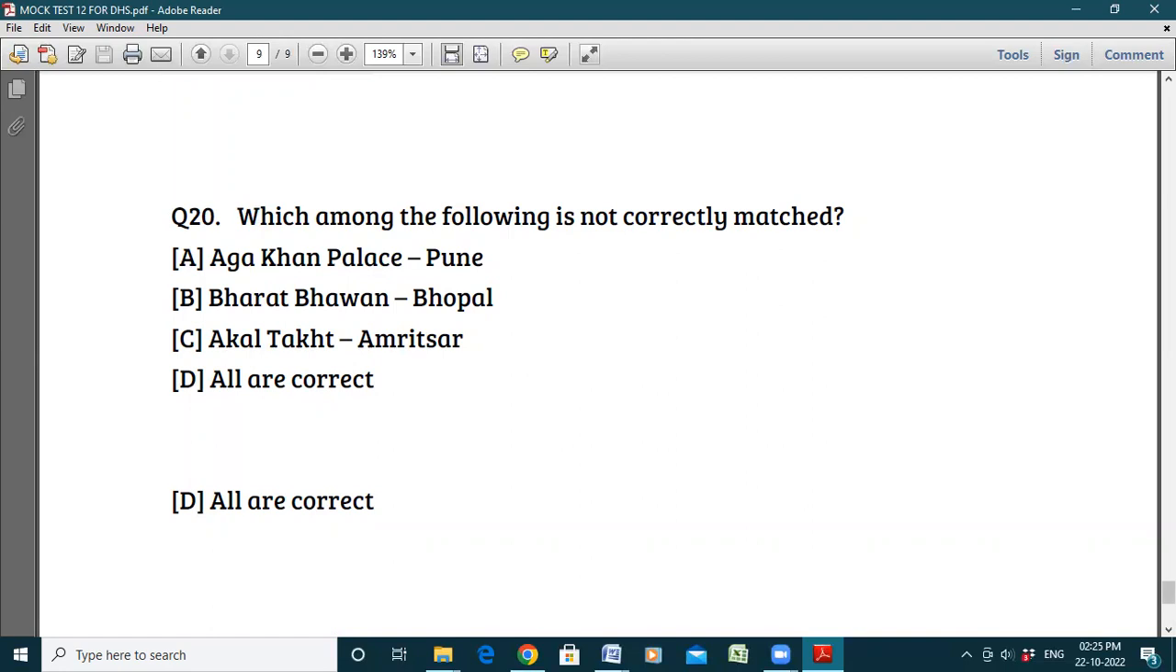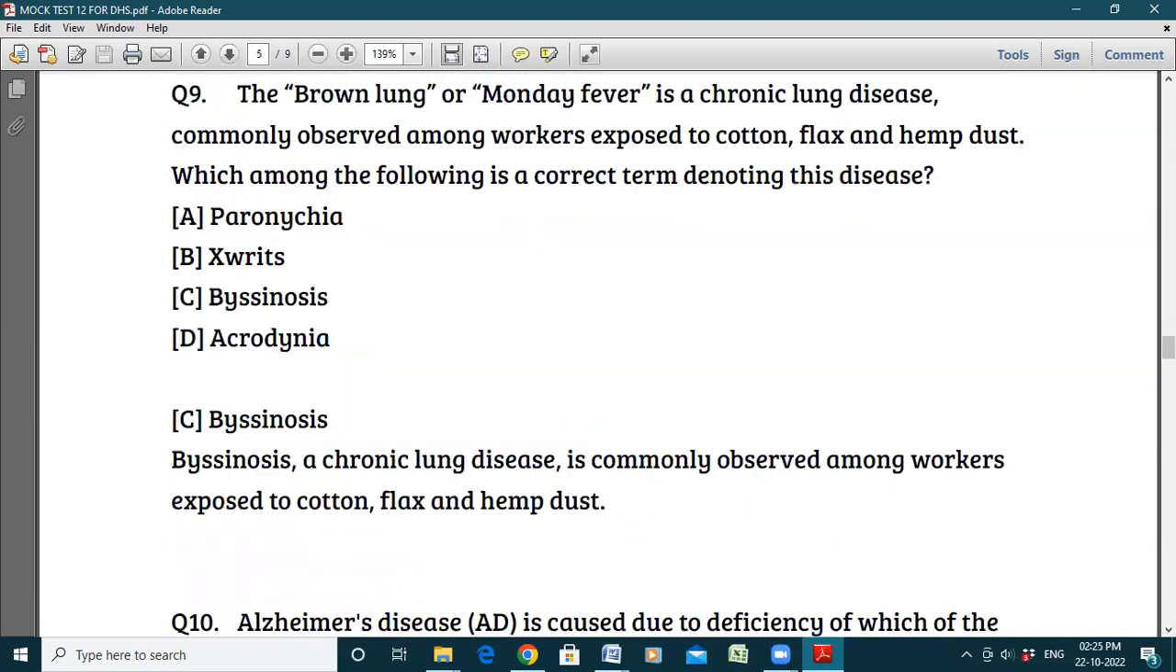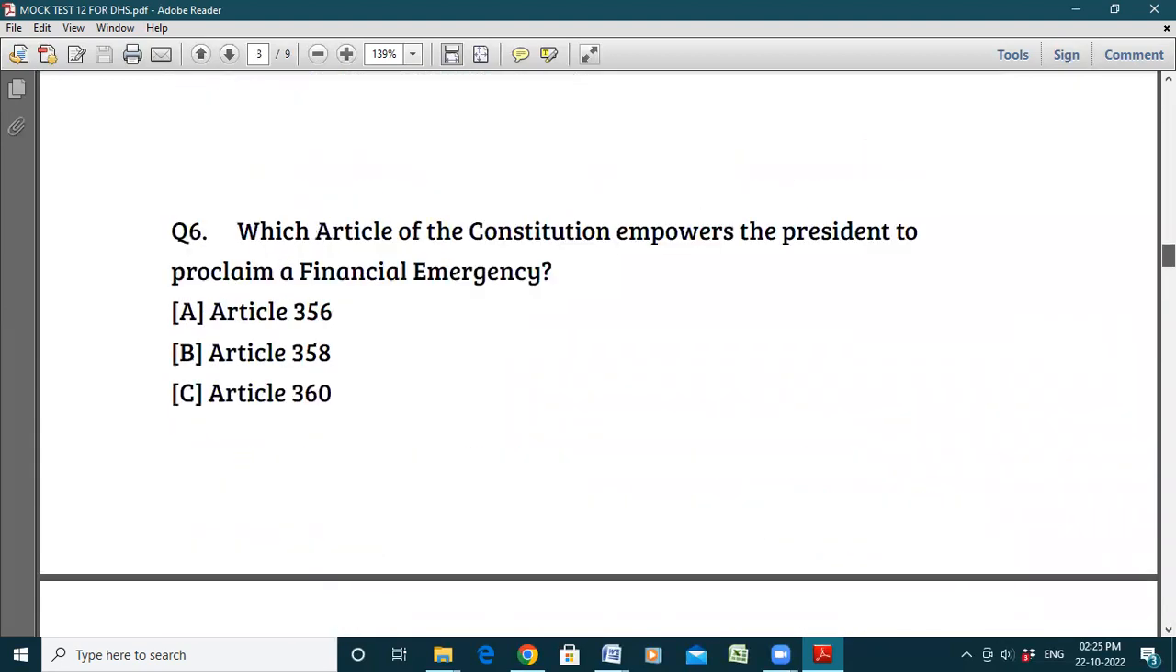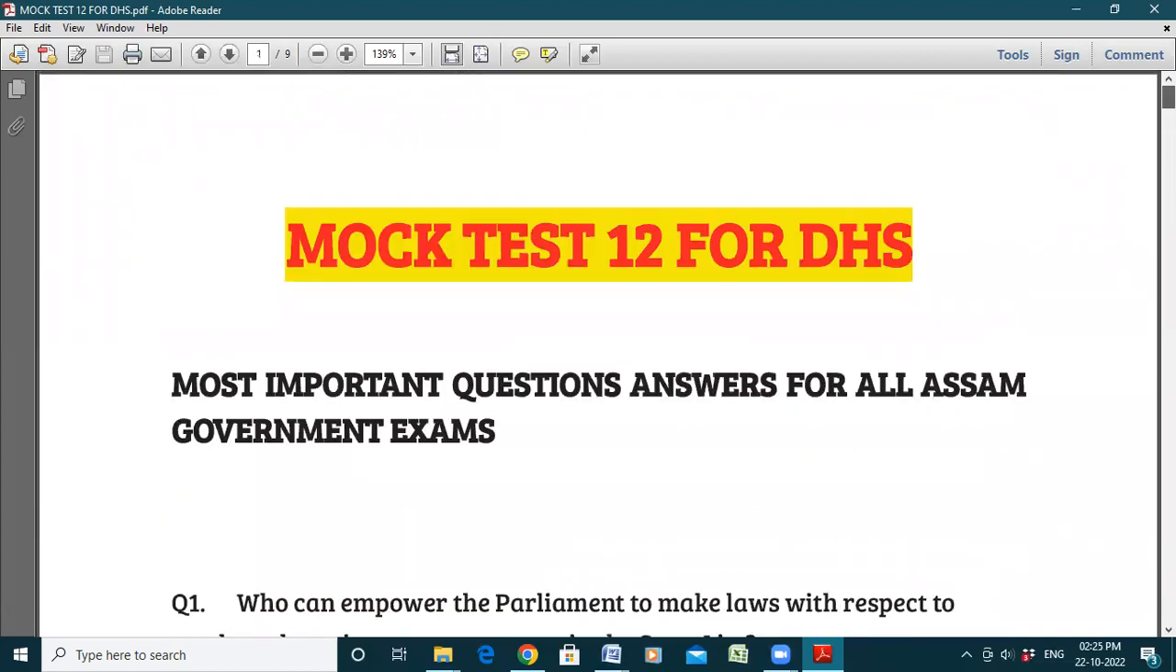All are correct. So guys, these are the important questions for this mock test number 12 for the upcoming DHS and APSC prelims examinations. We'll meet very soon in the next lecture.